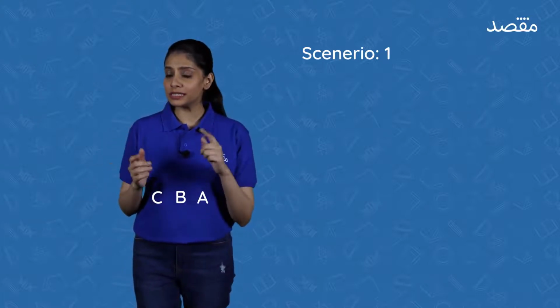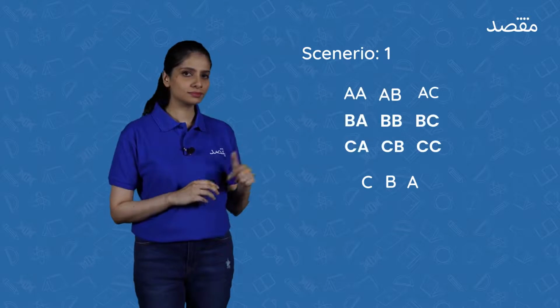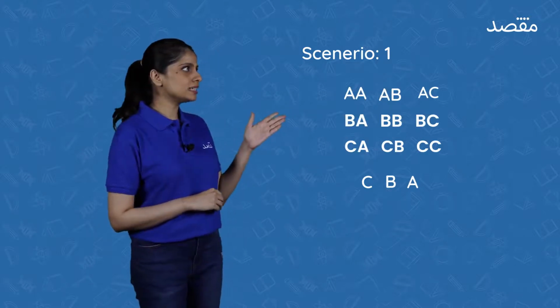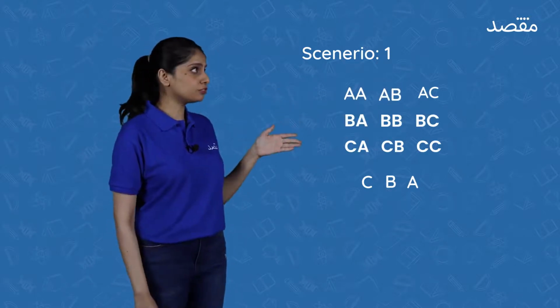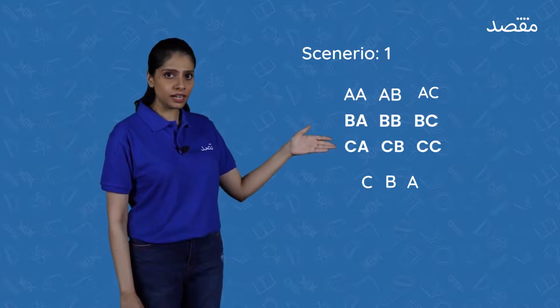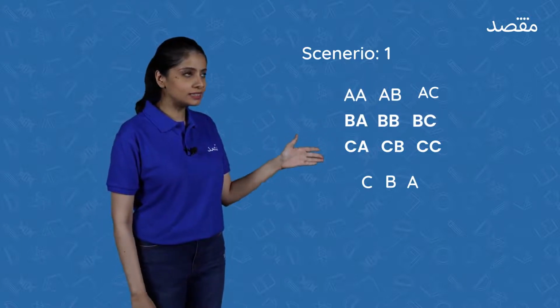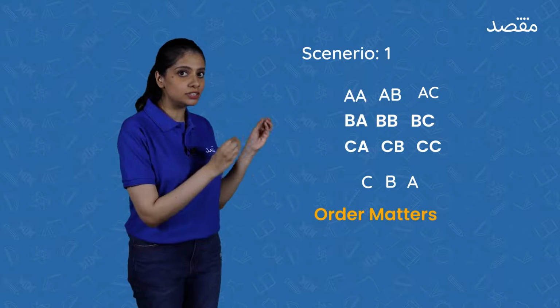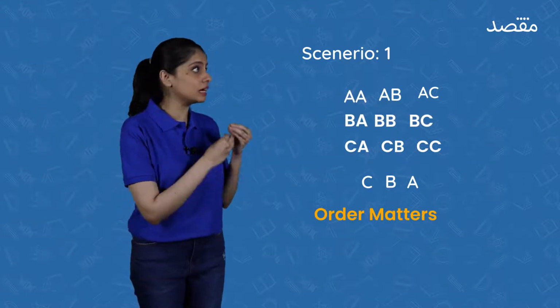So again, I'm going to give you 2 scenarios. Let's say I have 3 letters A, B and C. How many double-digit words can I make out of them? So we can see the word AB is different from the word BA, right? So what we can see here is that order of the digits matter when we're arranging them.